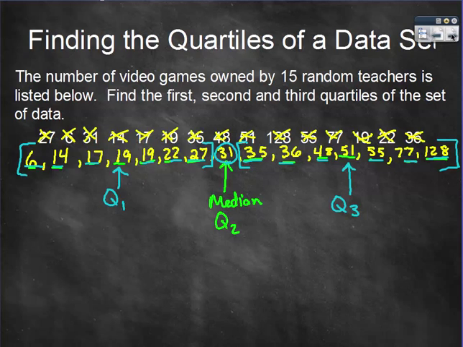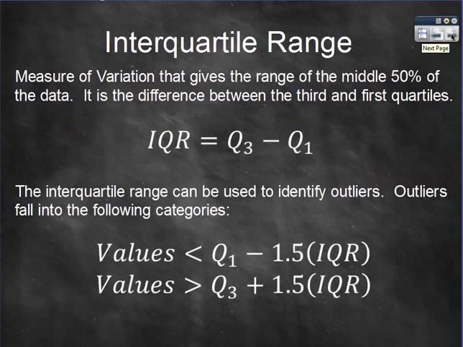outliers. All right, because there's actually a very neat interquartile range test for outliers. The interquartile range is actually a measure of variation that gives the range of the middle 50% of the data. Right? So we go through and find the interquartile range simply by taking the value of quartile 3 and subtracting the value of quartile 1. So usually it's a very easy calculation.